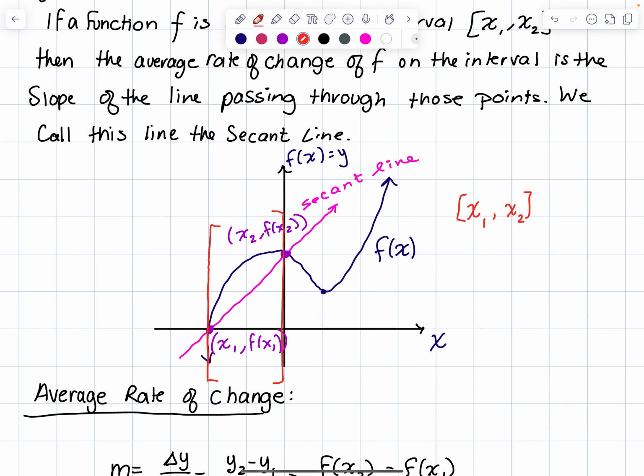The average rate of change that is happening with that function is going to be the slope of what we call the secant line between those 2 points. This is a lot of terminology, right? A lot of things going on.